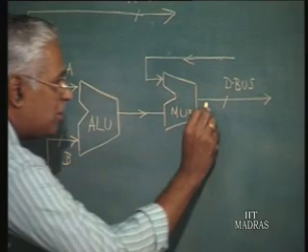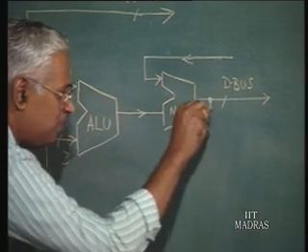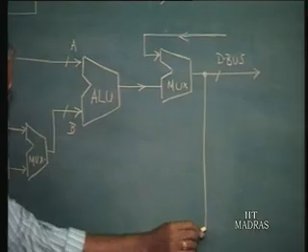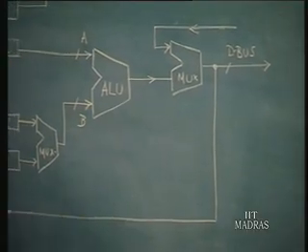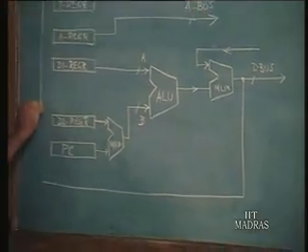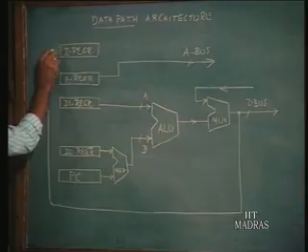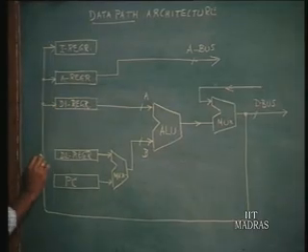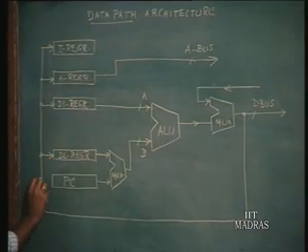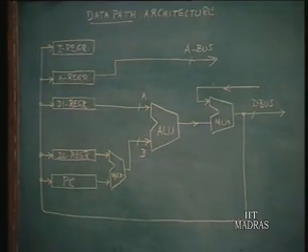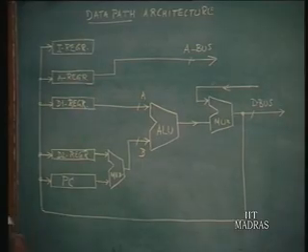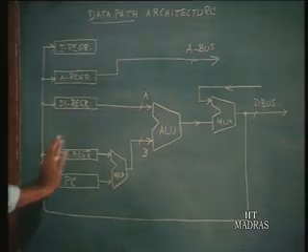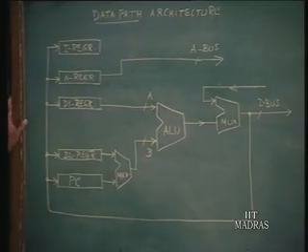And for simplification, I will just assume the data that comes over this gets routed to any of these registers like this. Of course, one can go on making a more complex diagram than what is shown here. Now, for the purpose of our discussion, I will just assume this is the data path architecture.